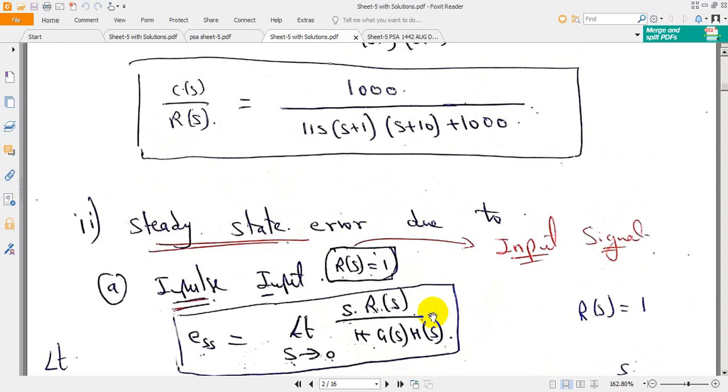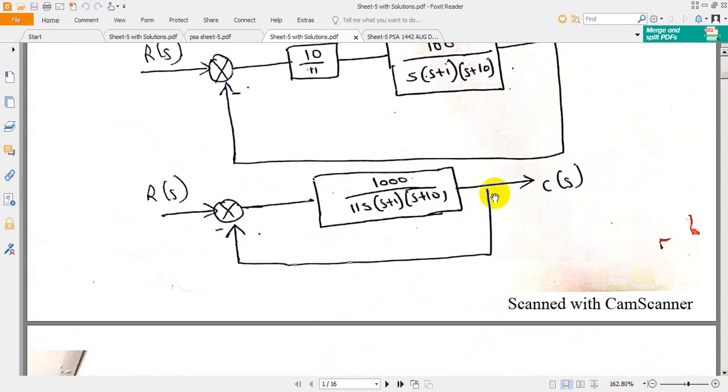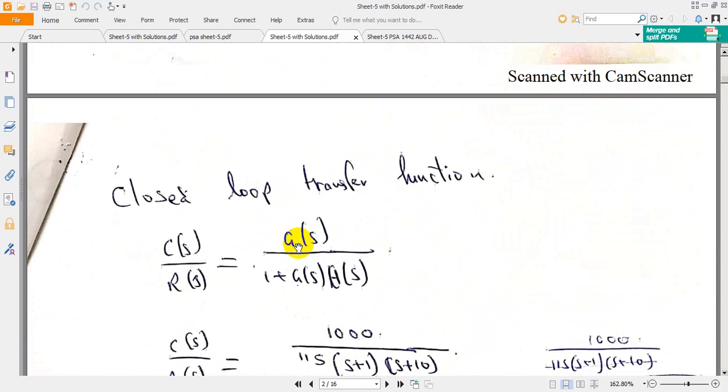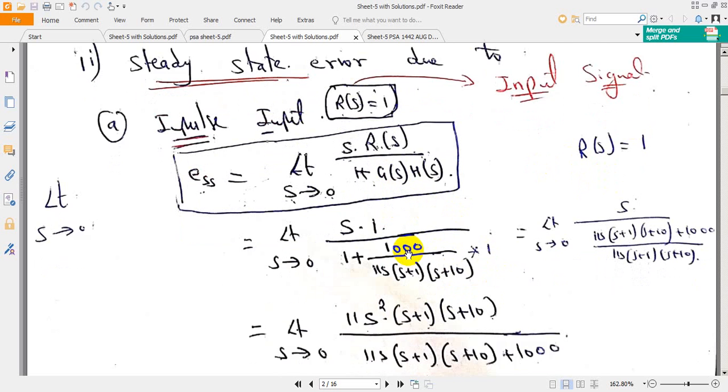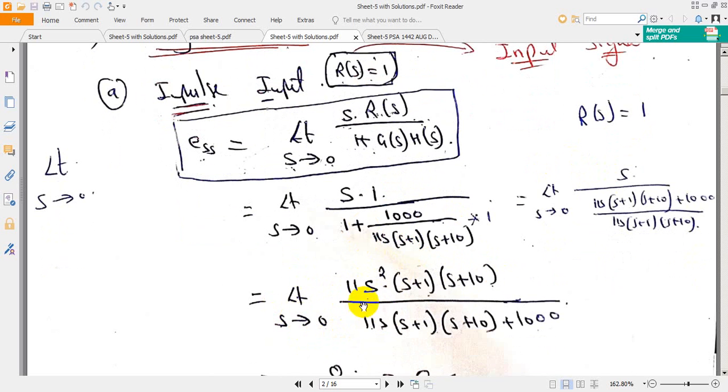Where did we get this G of s? G of s is evaluated from this function. This part is your G of s, and H of s is equal to 1 as we know. Simply s into R of s divided by 1 plus G of s into H of s, with limit s tends to 0. Multiply the denominator here, and this denominator part will move to the numerator. You will get 11s square into s plus 1 into s plus 10 divided by 11s into s plus 1 into s plus 10 plus 1000.